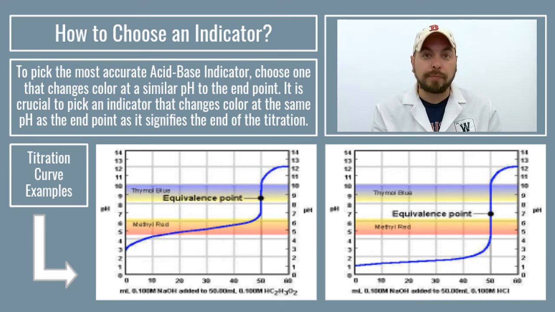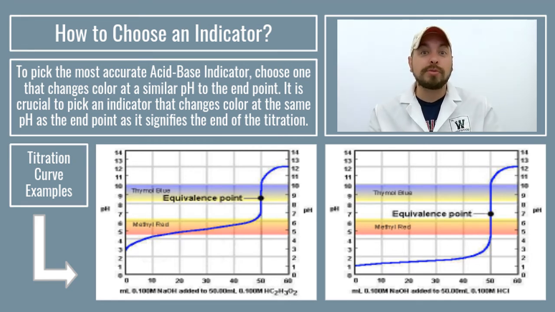So for this strong acid, strong base titration, because we're not adding any more sodium hydroxide between when the methyl red or the thymol blue would change color, I could use either one, even though the indicator changes color at a pH that's substantially higher, or in the case of methyl red, substantially lower than our equivalence point.